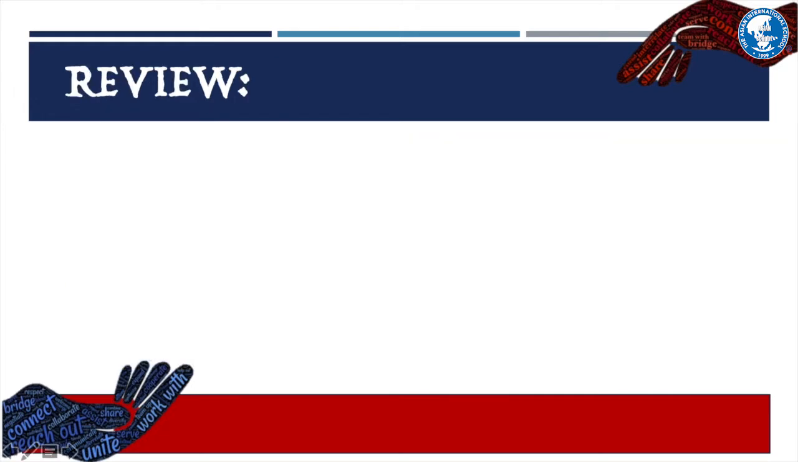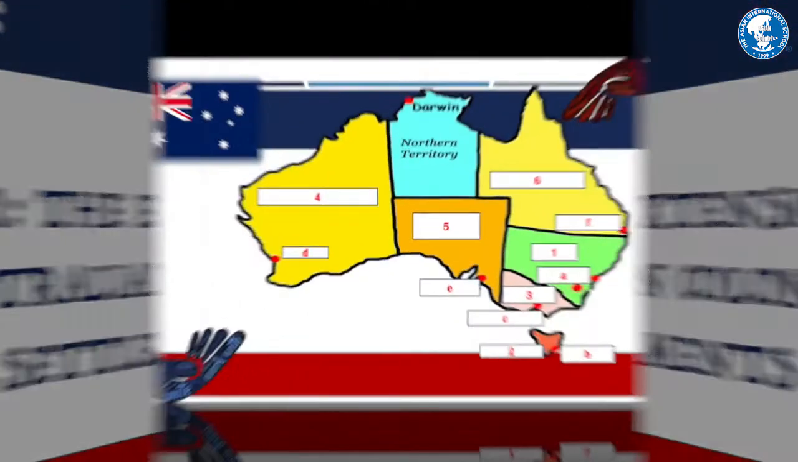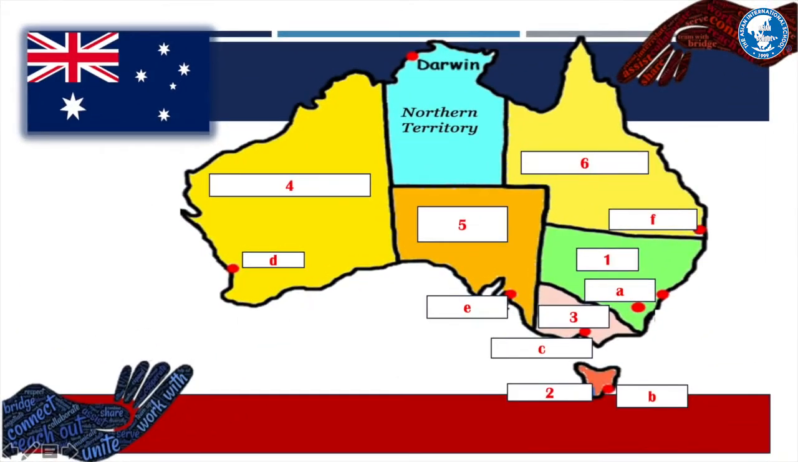But before we start with our new lesson, let's have a short review of our previous lesson, the extension of Australian colonial settlements. Okay, now let's start with our review. Let's remember the 6 British colonies. Let's start with number 1. Number 1 is New South Wales, and the capital city, Sydney.